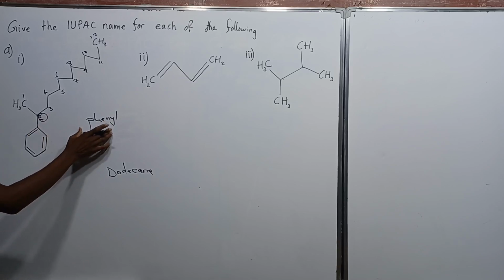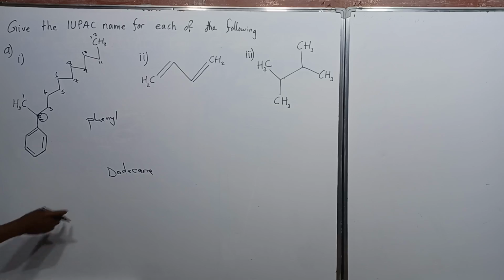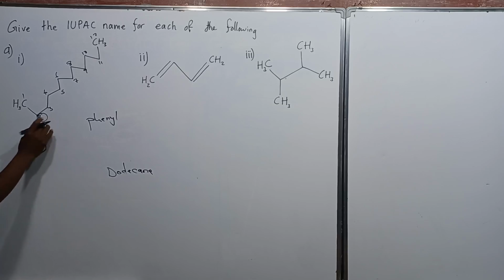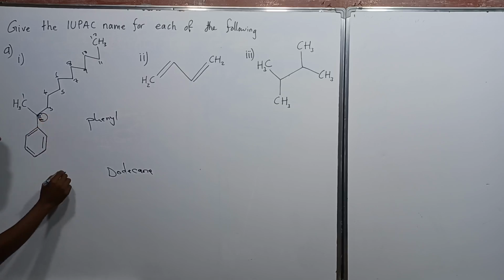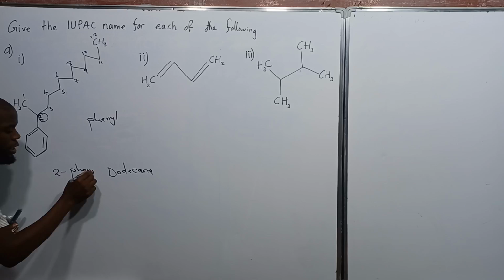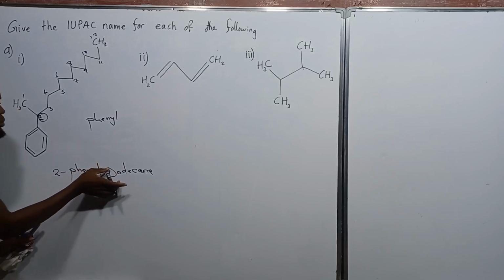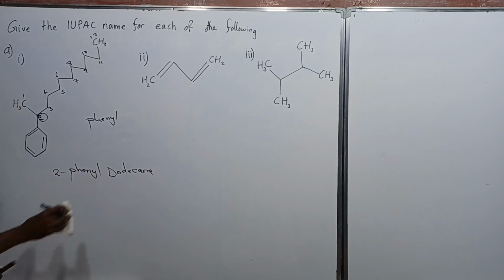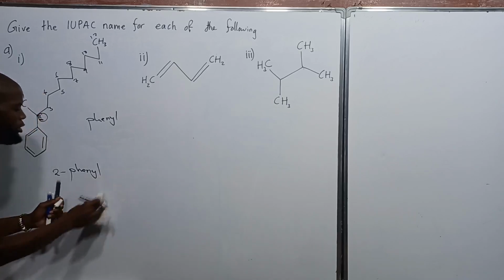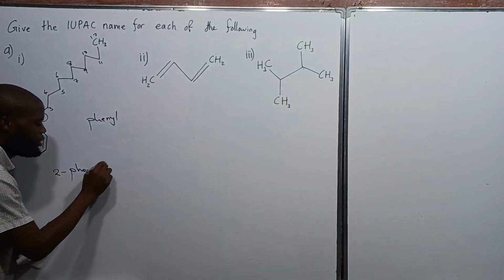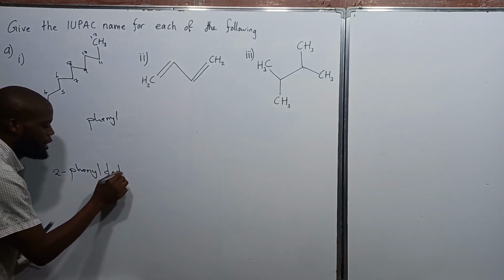We number the location of the substituent in such a way that it gives us the lowest number for the location of the substituent. So the smallest number for the location of the substituent becomes number 2. At carbon number 2, there's a phenyl substituent attached, and the parent name is dodecane. Therefore, to complete the name for this compound, it becomes 2-phenyldodecane.